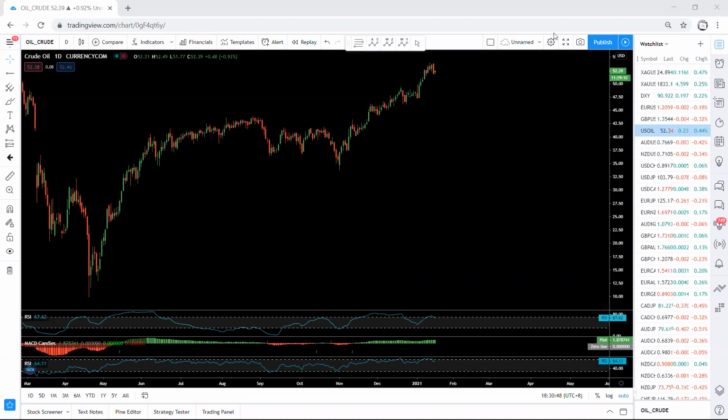Crude oil, we start with the daily chart. Based on the daily chart, we don't have much change from my last analysis. For more details, traders can refer to my previous analysis. Anyway, we move to lower time frame.